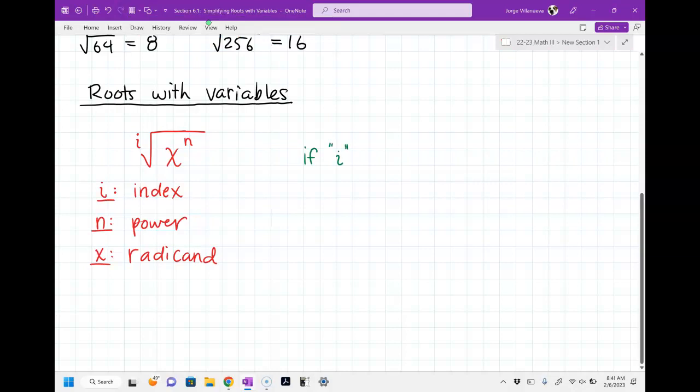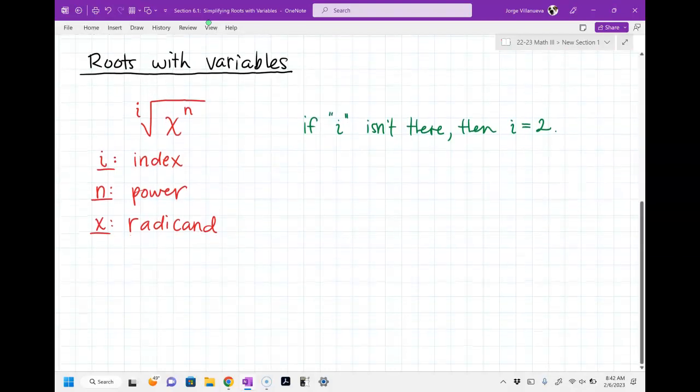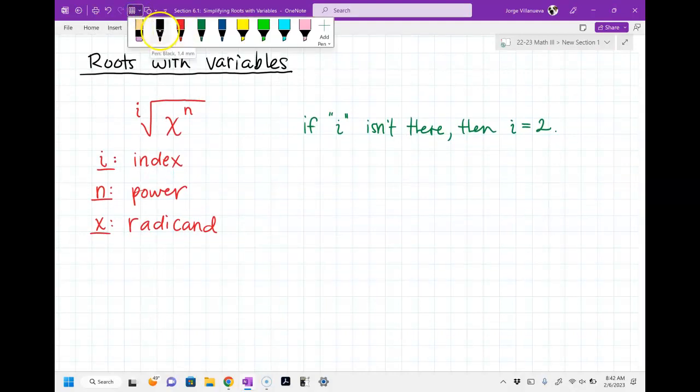If the index isn't there, then it equals 2. In other words, it's going to be a square root, a number of 2. Just like we say x squared is a 2. If the index is a 2, we use a square root. If it is 3, that means it's a cubed root. If it is 4, it's a fourth root. But the index is important for us to know, because when you're doing roots with variables, you got to make sure your variables match the index. This is what I mean when I say that your variables match the index.